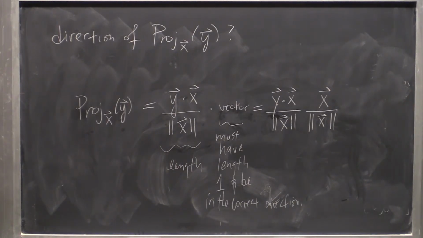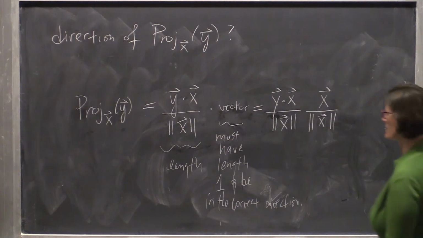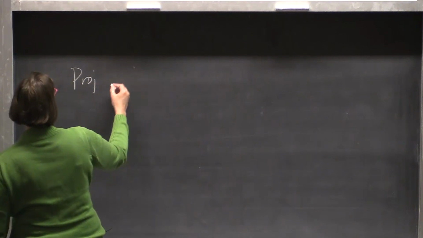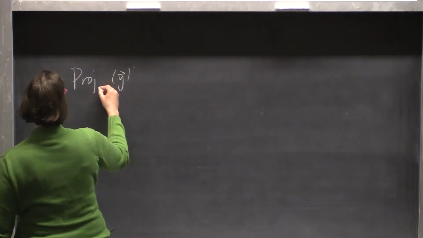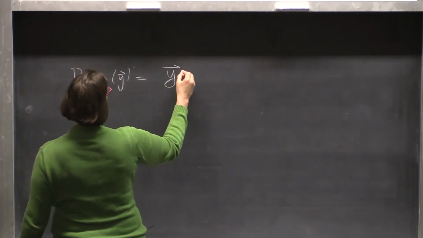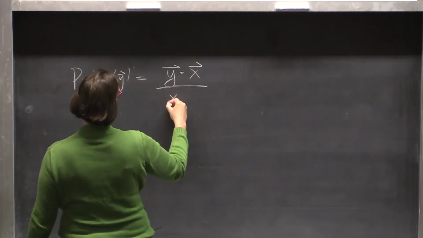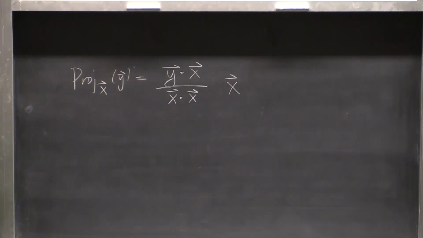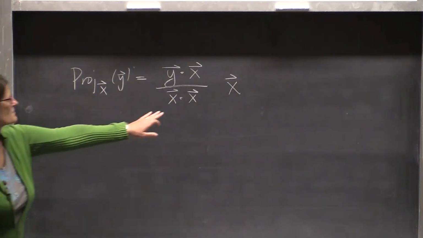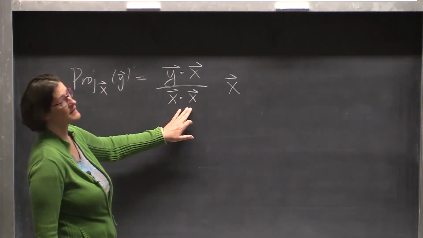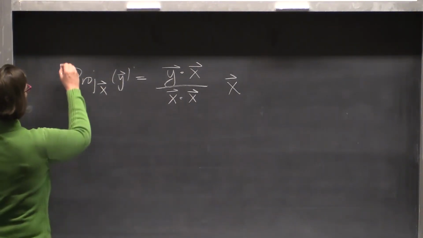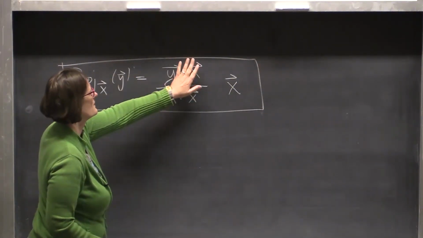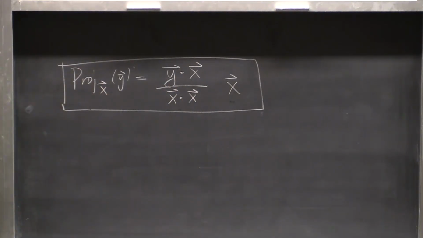So we've just derived the projection of y onto x. The projection of the vector y onto x is y dot x divided by x dot x times the vector x. I wrote x dot x because the length squared is the dot product. So this is a number, and this is the vector. So let's do an example.